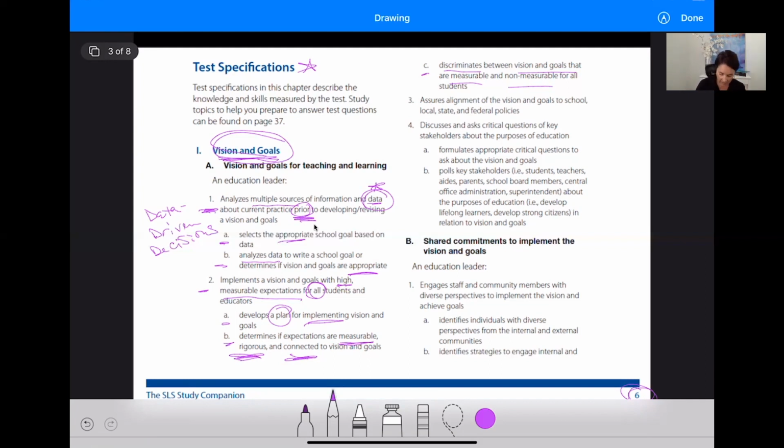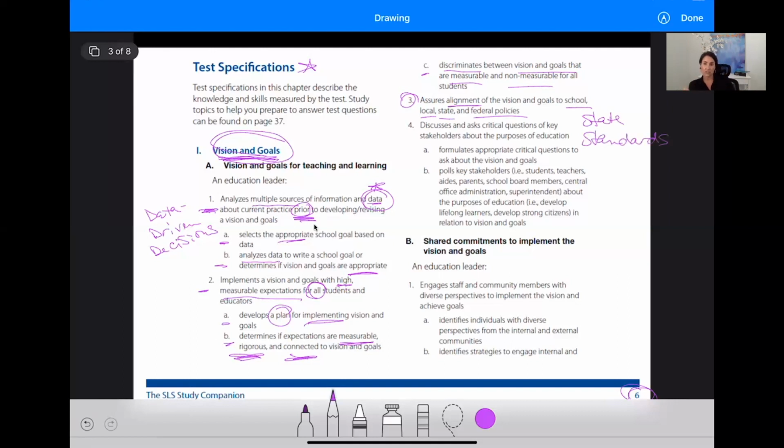And the last piece that I want to go over today under vision and goals is this number 3. Assures alignment of the vision and goals. So whatever you choose based on the data, now the thing that you choose must be aligned to school, local, state, and federal policies. This is code for alignment to state standards.